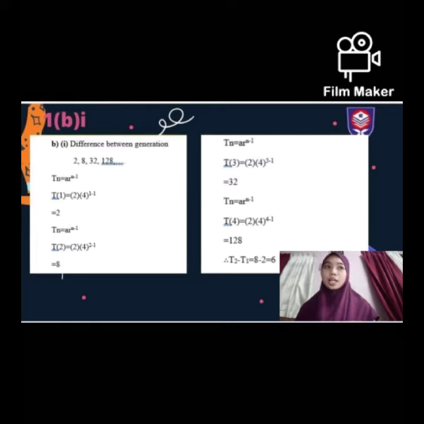Today I want to answer question 1b. The question is, what is the difference between generation? So the first step, we must know the total of generation. First generation, second generation, third generation, fourth generation. So we use the formula Tn equals ar to the power of n minus 1.